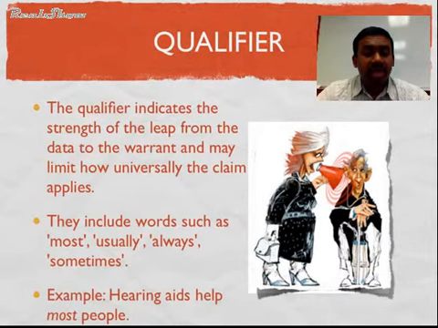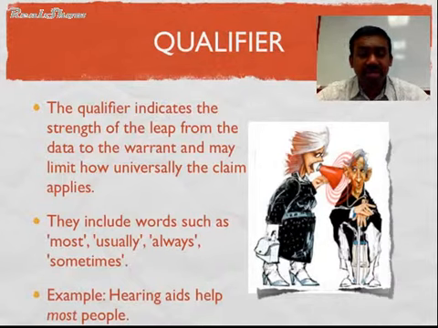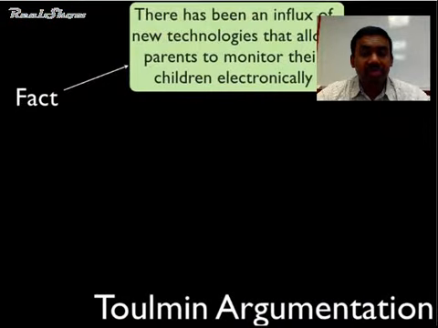Qualifier indicates the strength of the leap from data to the warrant and may limit how universally the claim applies. They include words such as most, usually, always, sometimes. Example, hearing aids help most people. And let me give you a few more examples.